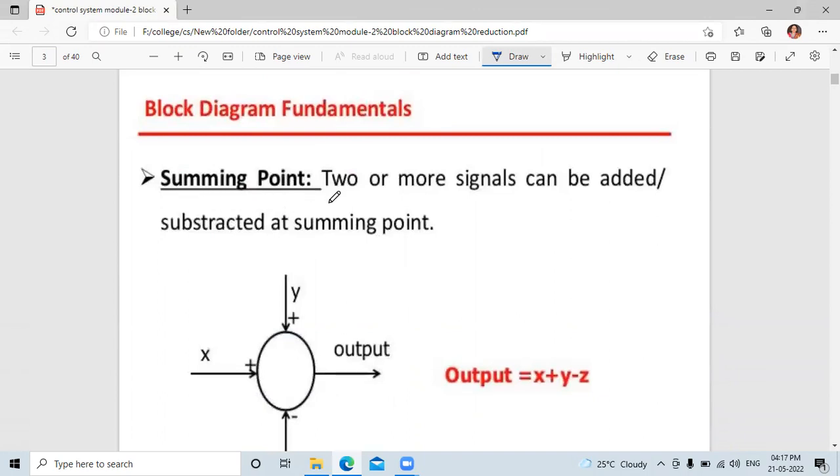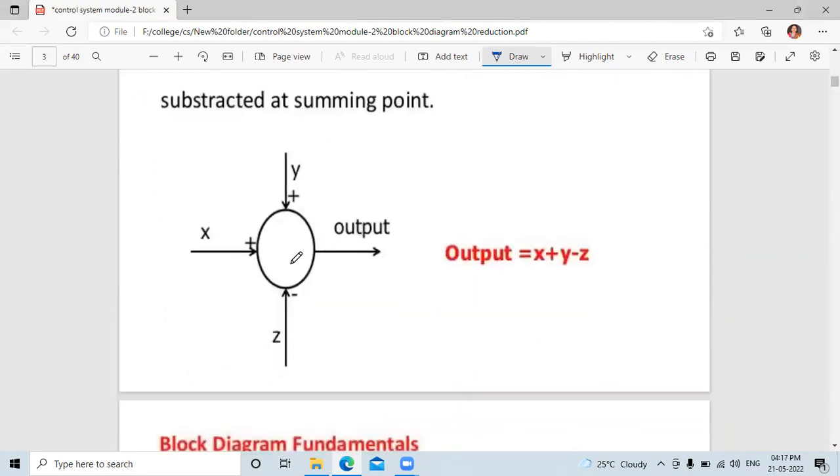Next, summing point. Here two or more signals can be added or subtracted at the summing point. You can observe here, the output equals, what can we write? X plus Y minus Z. So this is the output X plus Y minus Z, because here a minus is there.